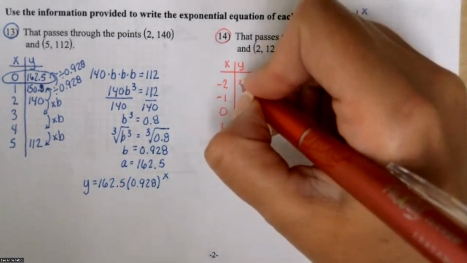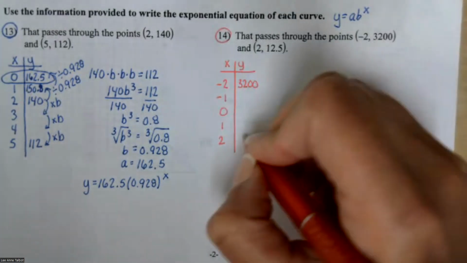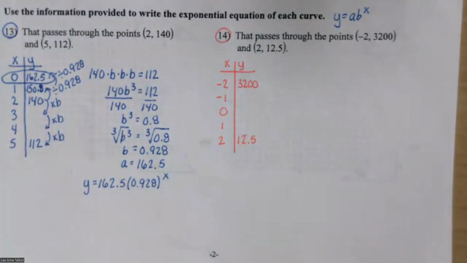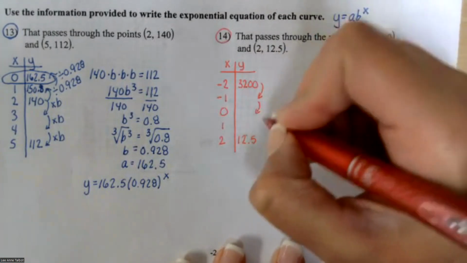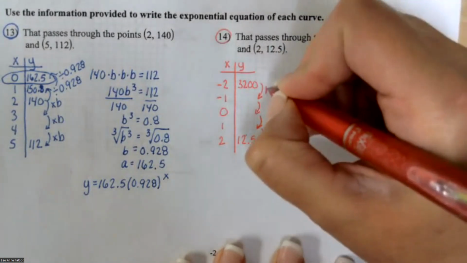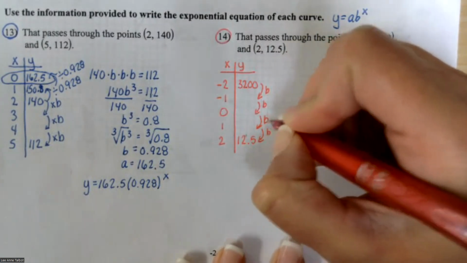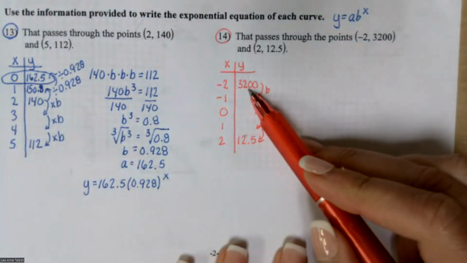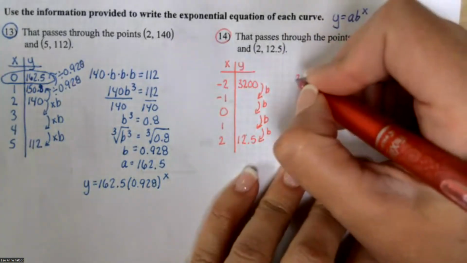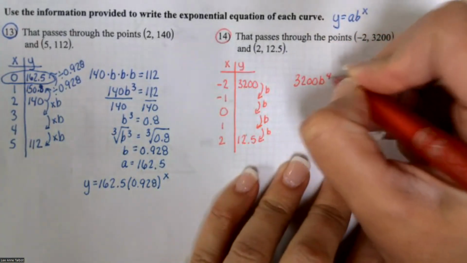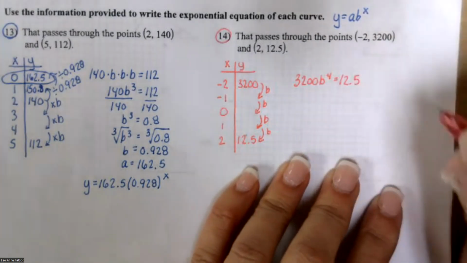Okay, -2 is 3,200, and +2 is 12.5. Any questions about my table setup? Good so far? Okay. Now we're going to count. 1, 2, 3, 4. It takes 4 multipliers to get from this spot to this spot. So I'm going to write 3,200 b to the 4th equals 12.5.